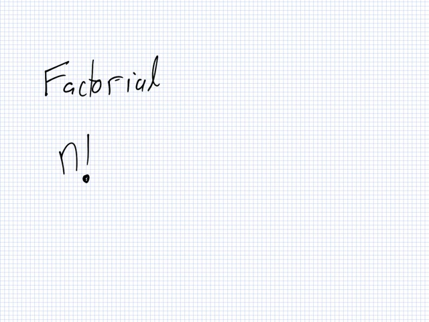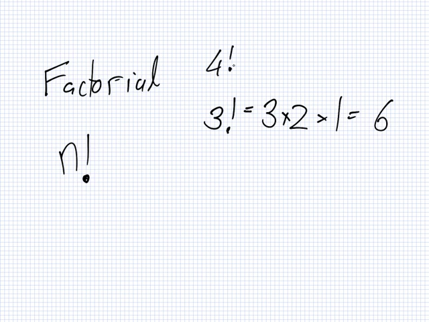So just to start, has anybody heard of, or does anybody know this, factorial? It's written like this, n factorial. Yeah, some people know that. So 3 factorial is 3 multiplied by 2 multiplied by 1. That's 6. And 4 factorial is 4 times 3 times 2 times 1. Beautiful. 24.